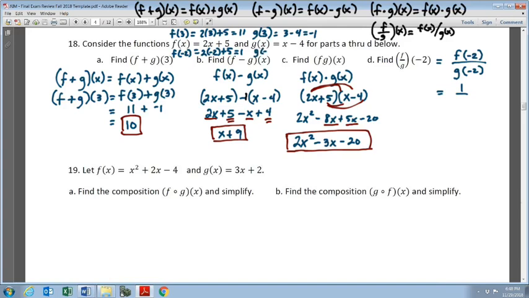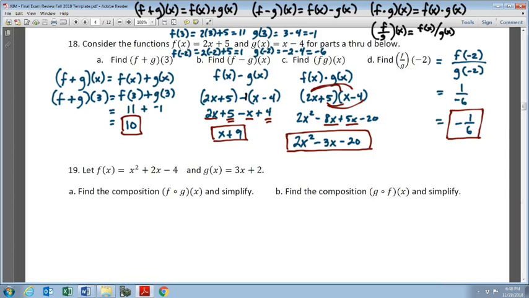G of negative 2, we're going to plug negative 2 into the g function. Negative 2 minus 4, well, that's going to be negative 6. And so we get 1 over negative 6. And we normally would move that negative out front. We get negative 1/6.